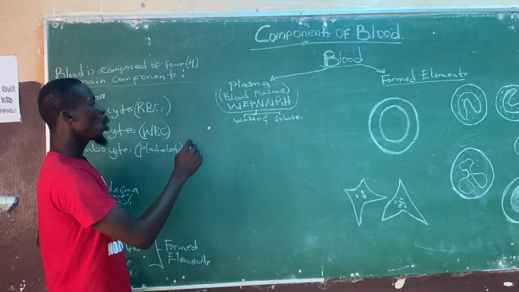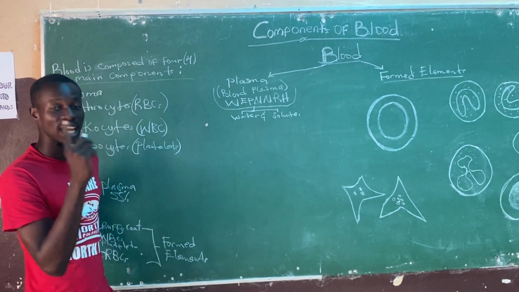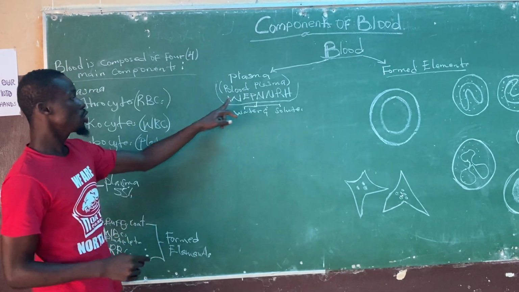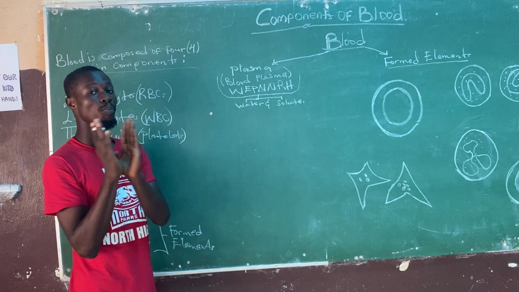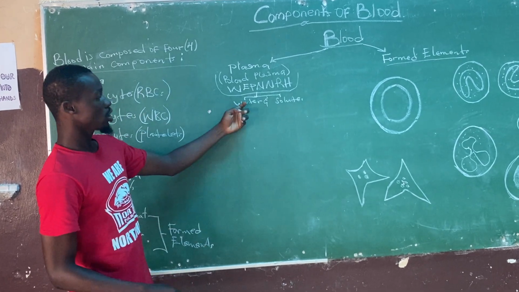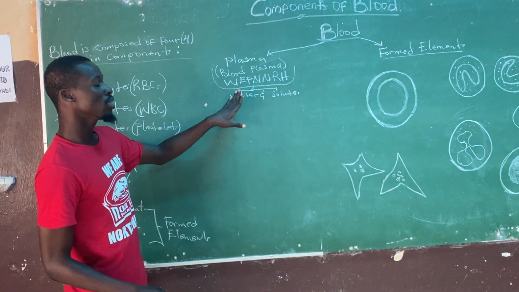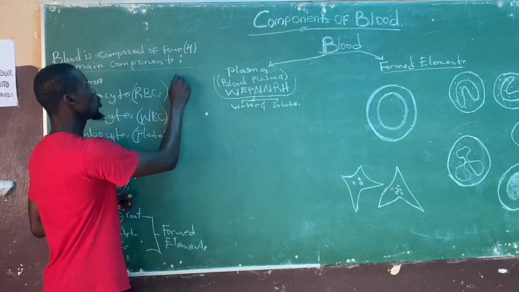Now, WEPNNRH is just a mnemonic to give an entire breakdown of the plasma components. All right. So the W refers to the water component. Like I said, the plasma is divided into two components, water and solute. So there's the water component. Now, what does the water component do?